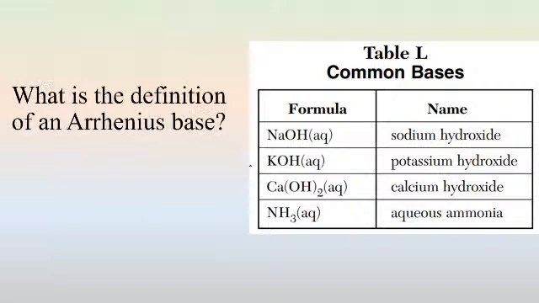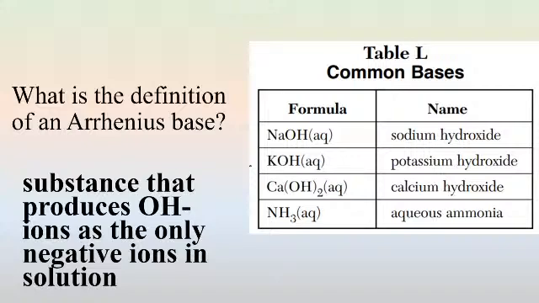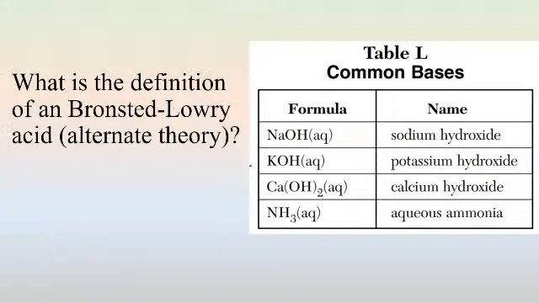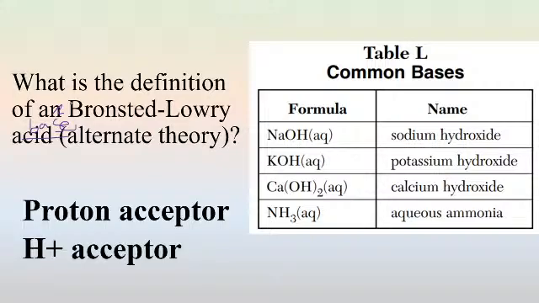All right, what is the definition of an Arrhenius base? Arrhenius bases are substances that produce OH negative ions as the only negative ions in solution. And the definition of a Bronsted-Lowry acid, oops, this should be base. See, I was trying to get this all ready for today, and clearly you made some typos. The definition of a Bronsted-Lowry base is a proton or hydrogen, H plus, acceptor, so the opposite of an acid.